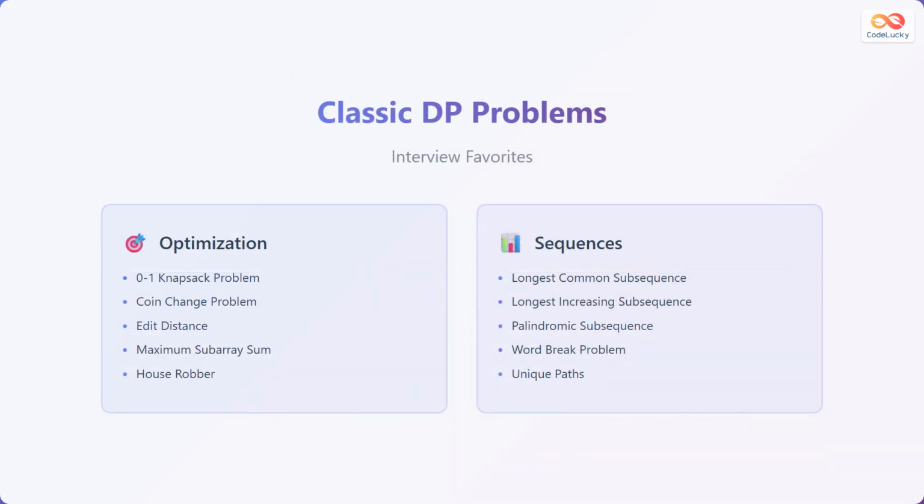Dynamic programming shines in two main categories of problems. Optimization problems include the 0-1 knapsack problem, where we maximize value within weight constraints, coin change problems for finding minimum coins needed, edit distance for string transformations, maximum subarray sum, and house robber scenarios. Sequence problems focus on finding patterns in data, such as longest common subsequence between strings, longest increasing subsequence in arrays, palindromic subsequences, word break problems, and unique path counting in grids.